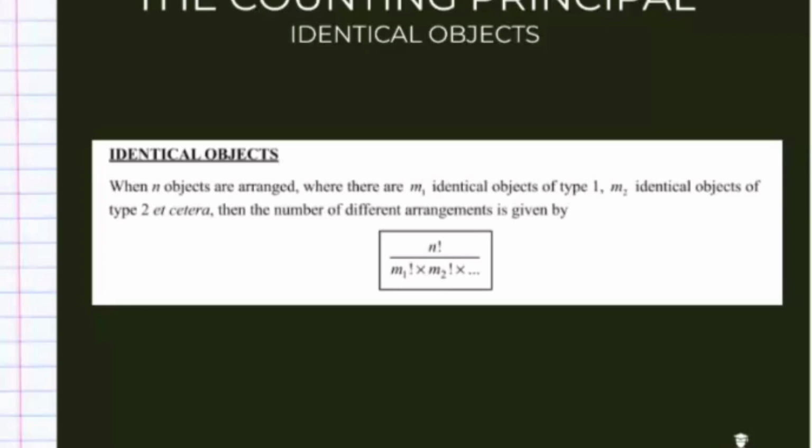And here is the total number of letters that you have over, and for each letter that is repeating, you have to say how many times it is repeating and take the factorial of that. Let's have a look at an example.